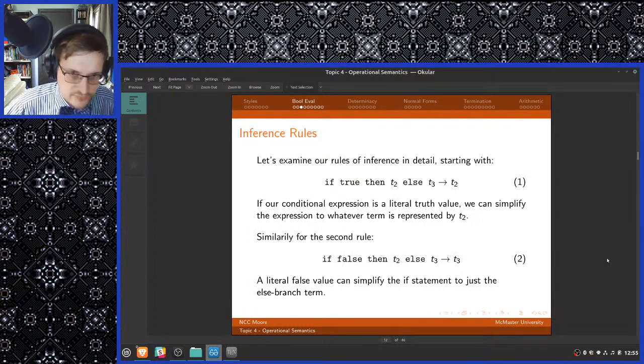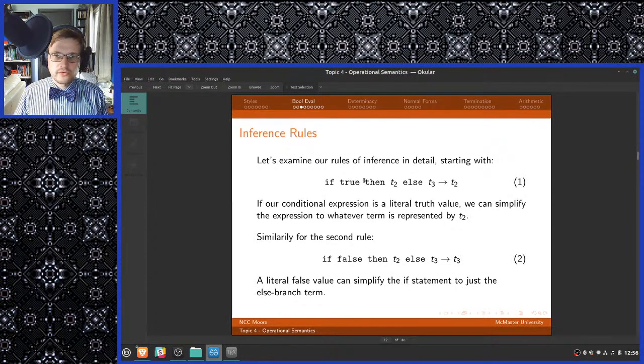So, inference rules. Let's examine our rules of inference in detail, starting with if true, then T2, else T3 evaluates to T2. If our conditional expression is a literal truth value, we can simplify the expression to whatever term is represented by T2.